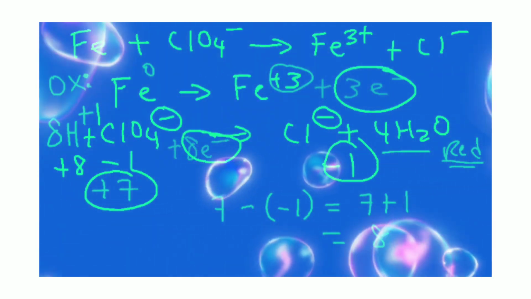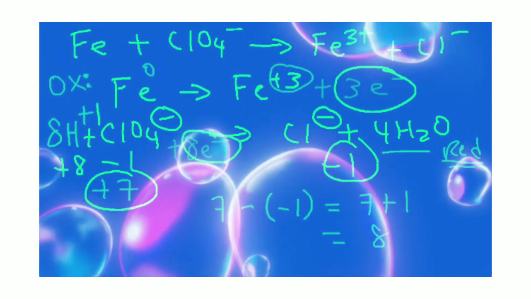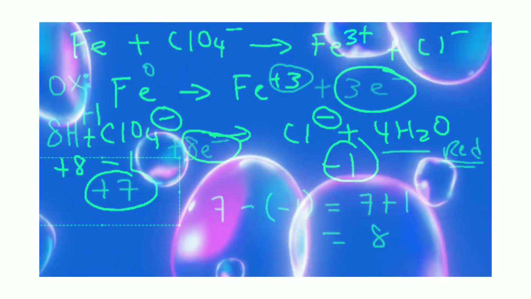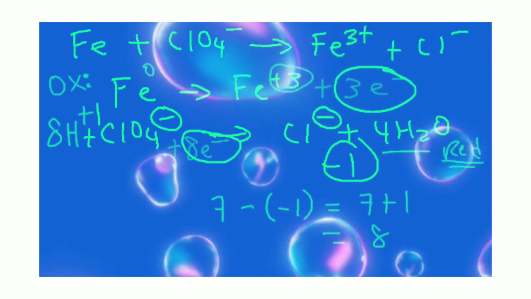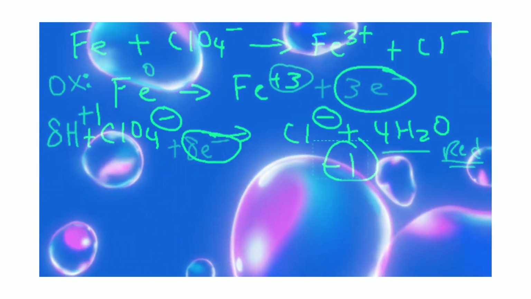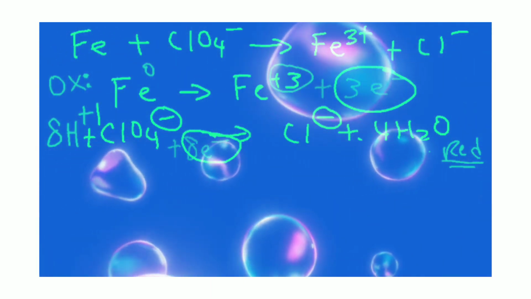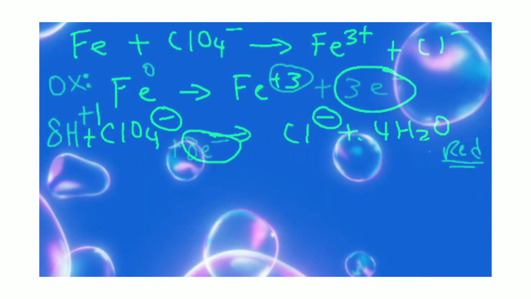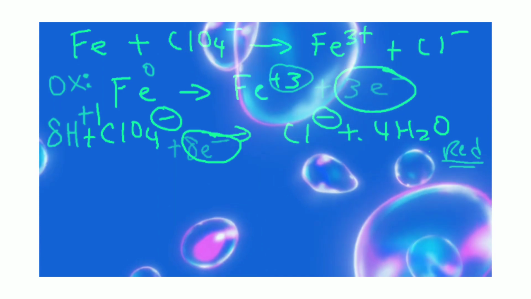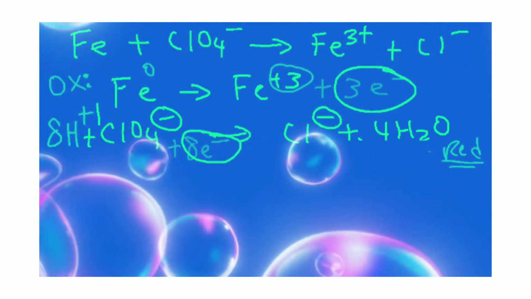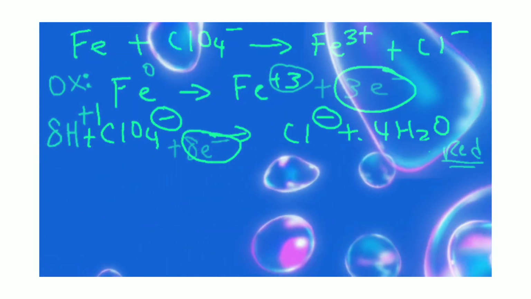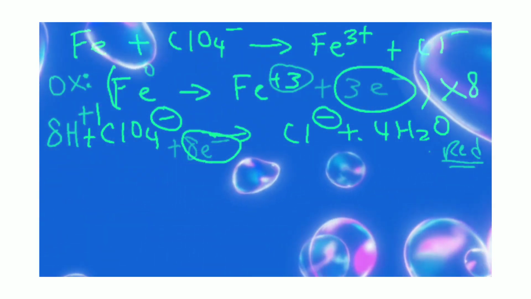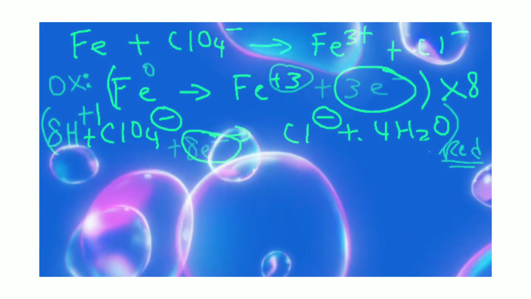Now that we have each half reaction balanced, what we need to do next is balance the number of electrons, because they're unequal for this reaction. So how can we do that? We have 3 electrons in the first half reaction and 8 in the second. The least common multiple between 3 and 8 is 24. So we're going to multiply the first one by 8 and the second half reaction by 3.